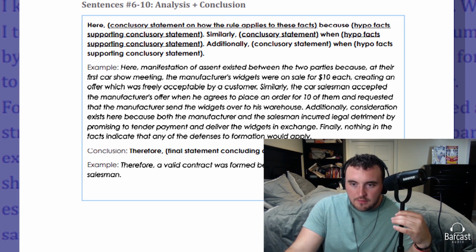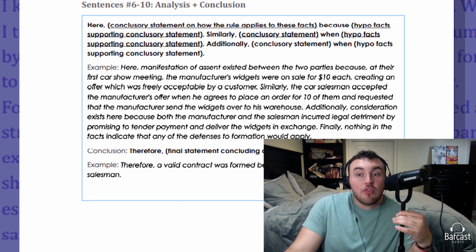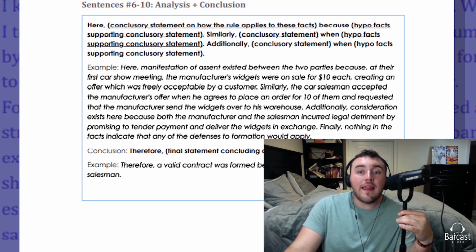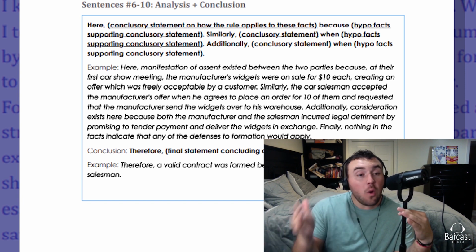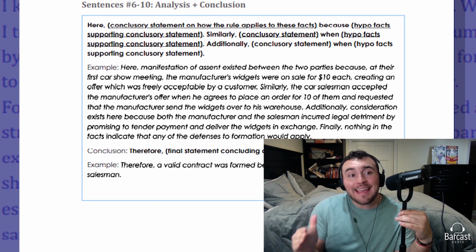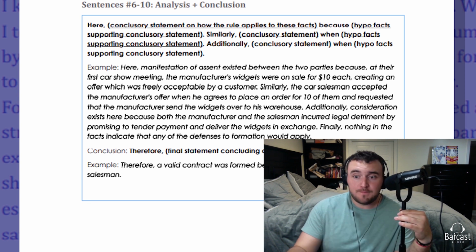So here we have: Similarly, the car salesman accepted the manufacturer's offer when, connection again, he agreed to place an order for 10 of them and requested that the manufacturer send the widgets over to his warehouse. Okay, there we go. Again, we're maximizing points. We're making that connection. Beautiful.